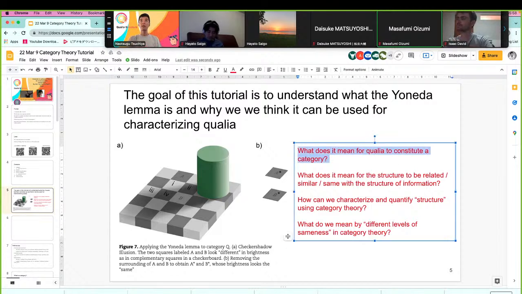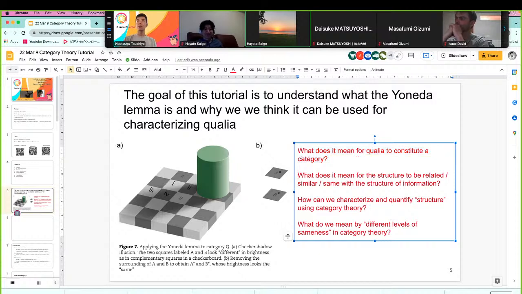And in particular, we want to talk about what it means for a quale to constitute a category. This meaning of category is not the kind of category that you associate with psychology or philosophy, but there is some kind of connection, right, Hayato? Yeah, a little. Actually, Eilenberg and Mac Lane borrowed the term from Aristotle and Kant. I think beginners should not be concerned so much. Yeah, so it's probably better to think about category as something completely different from what you have in mind in psychological terms.